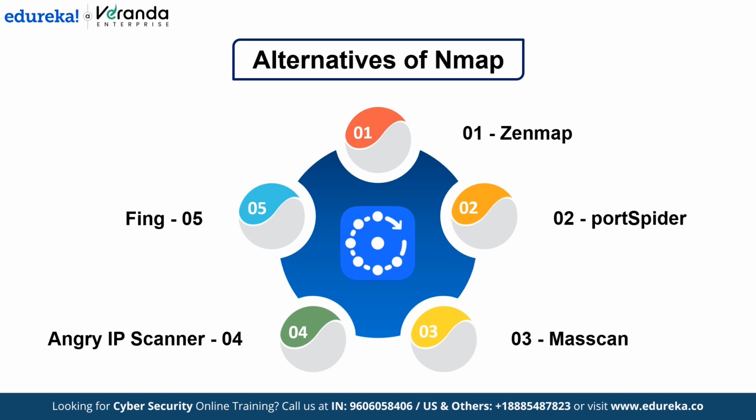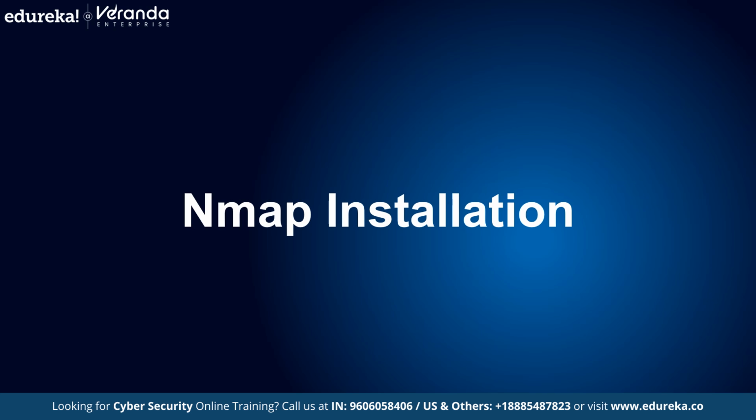The last we have is Fing. Fing is a mobile and desktop application that provides network scanning and device discovery. It's user-friendly and offers features like device recognition, network security assessments, and Wi-Fi troubleshooting, making it suitable for both home and professional use. Now that we have covered the theory behind Nmap, it's time to see it in action.